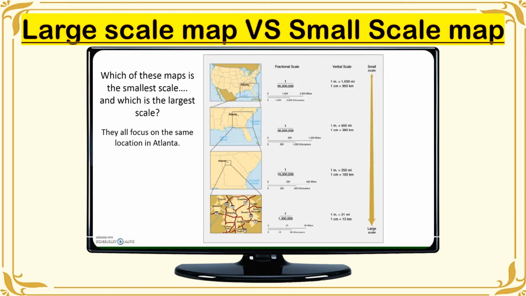Here's the answer. The map at the top here is the smaller scale map, and as you move down through these maps, they become larger and larger scale. You can see this by looking at the representative fraction. This is a smaller number, and the numbers get larger as you move down here to the different maps. Further, you can think about it in how much detail. There's not a whole lot of detail of Atlanta here, and as you get into a larger and larger scale, you can have more and more detail.